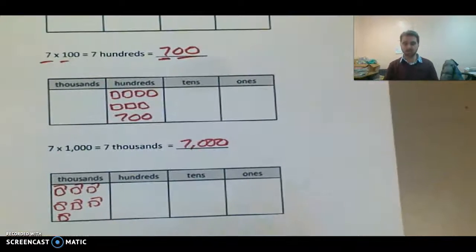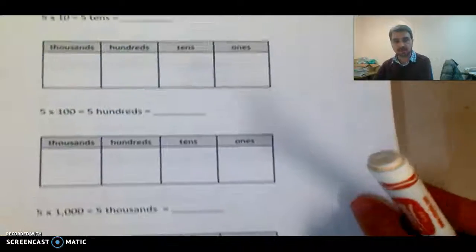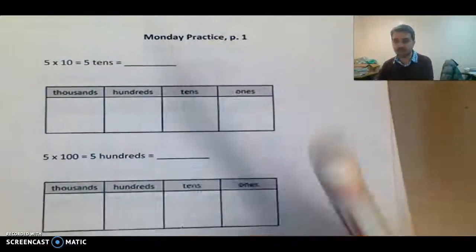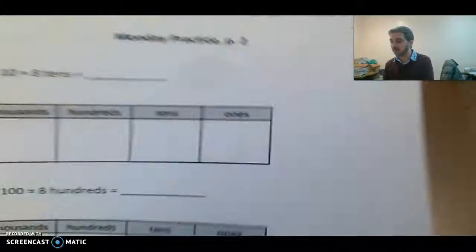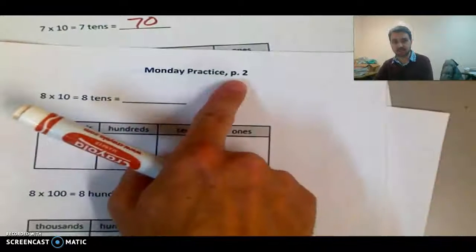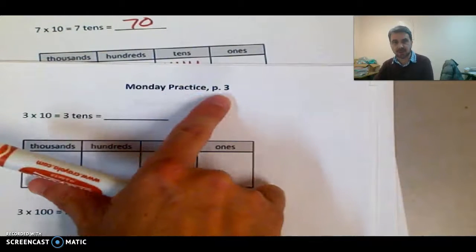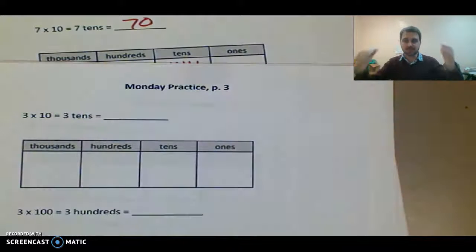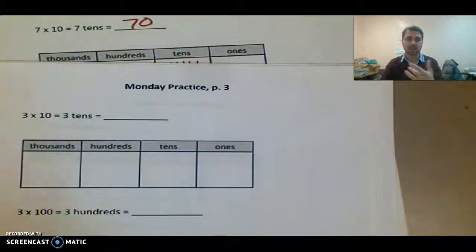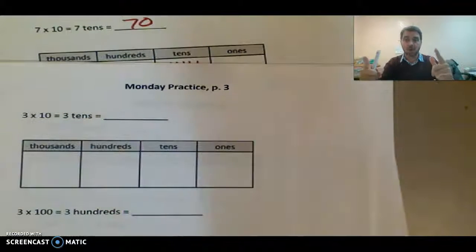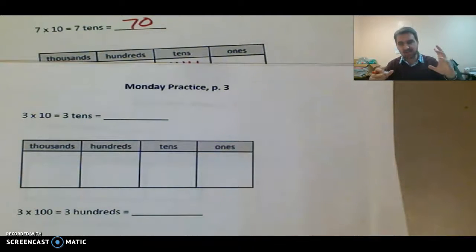Boys and girls, this will probably be the easiest part of the week, but it's important that you really understand this, that you can do it. So you have one practice sheet, Monday practice, page 1. You have 2 practice sheets, Monday practice, page 2. And you have 3 Monday practice sheets. By the time you're done with this, you will be masters at multiplying times 10, times 100, times 1,000. And tomorrow, we get into things like 5 times 80.